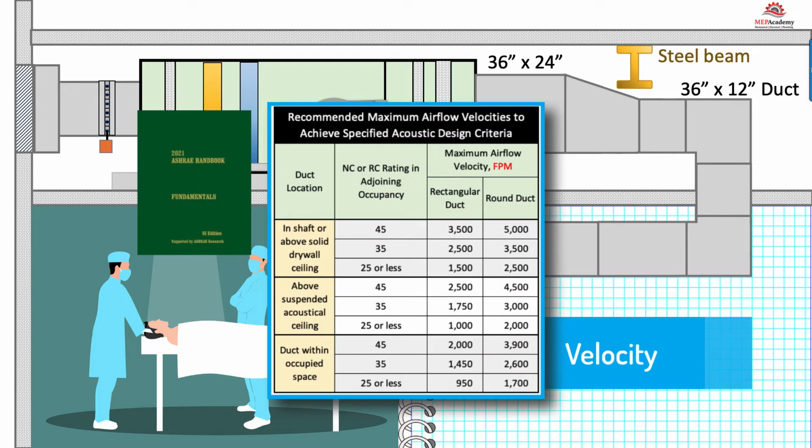For recommended velocities in ductwork, see ASHRAE's Handbook of Fundamentals. Depending on the noise criteria and where the duct is located, the velocity for rectangular duct could be from 950 to 3,500 feet per minute. Remember, this chart shows maximum airflow velocity. The velocity is often much lower than these maximums.